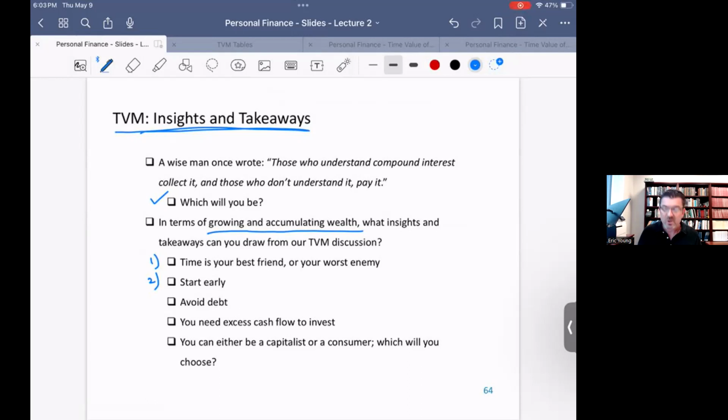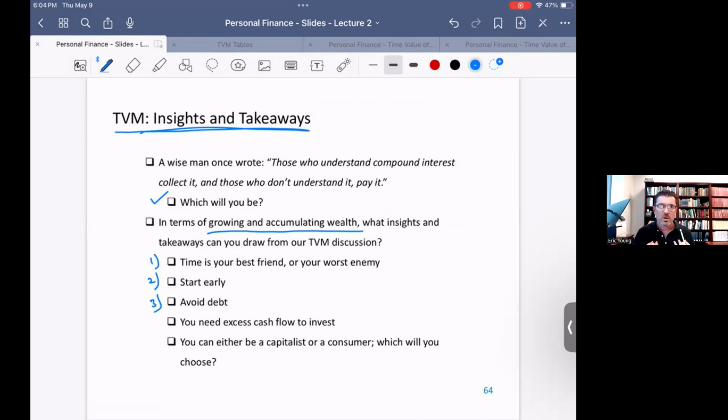Okay. It also means don't start late. It's interesting when you run numbers, you find that a lot of people will say, oh, I didn't want to start saving right away. I'll wait till I'm 30, get out of college, let's say I'm 22. I don't want to save at 22. I'll wait till I'm 30. It's only 8 years. That can't really hurt me. It can really hurt you because time is your best friend or your worst enemy. So start early.